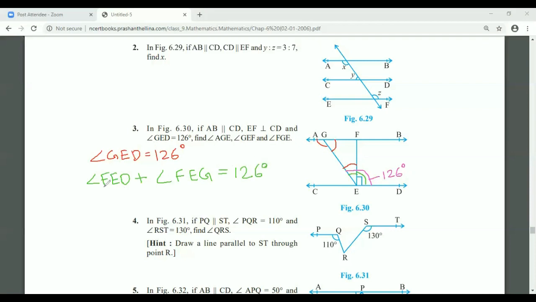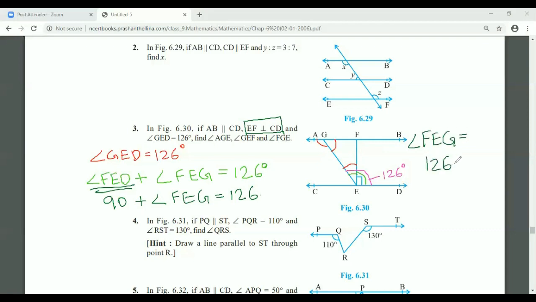Then here we know angle FED is equal to 90 degree. So this angle has measurement 90 degree because EF and CD are perpendicular. That is given. That means these two lines are making a 90 degree angle between them. So 90 plus angle FEG, you are getting 126 degree. To find angle FEG, you are subtracting 126 minus 90. You will get 36 degree. So 36 degree is the measurement of FEG. FEG and GEF are the same. So we get the first answer, angle GEF is equal to 36 degree, which is the same as FEG.